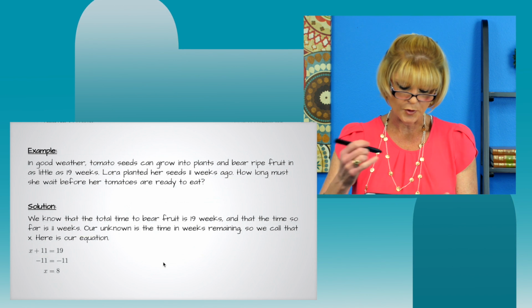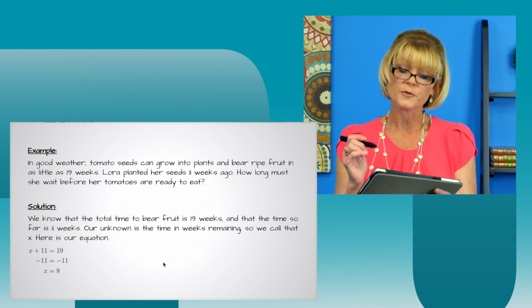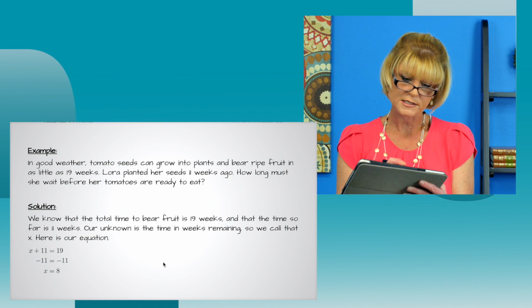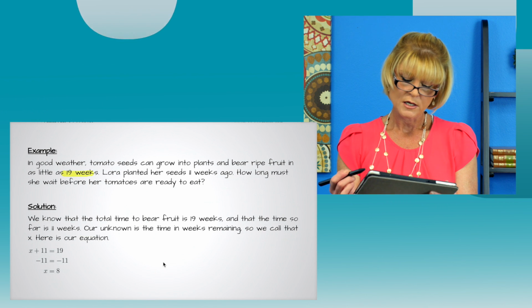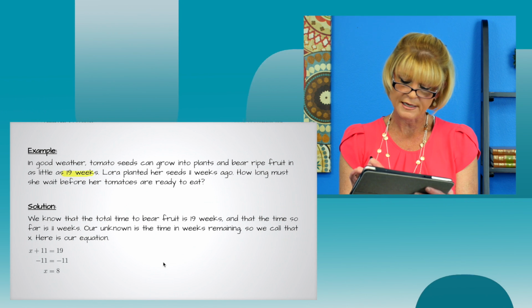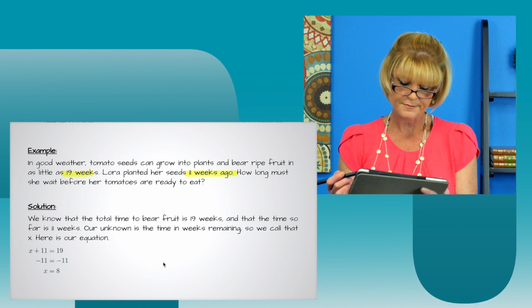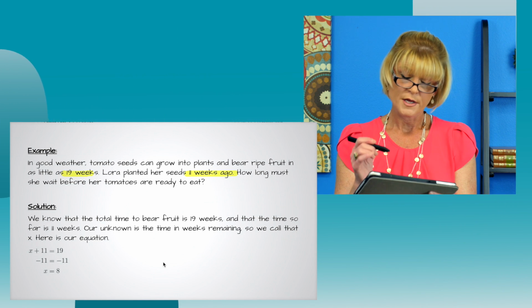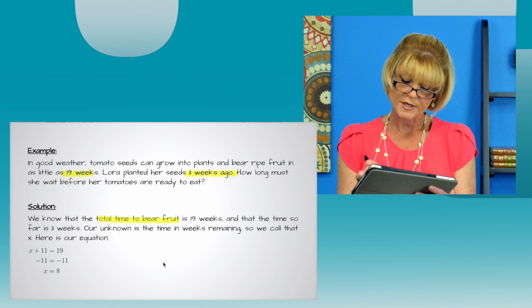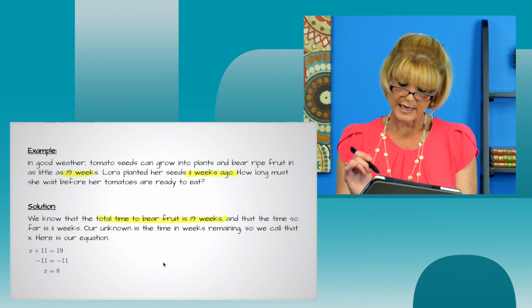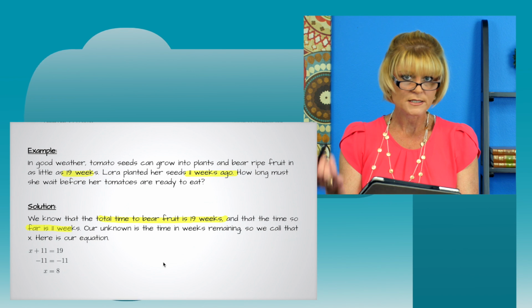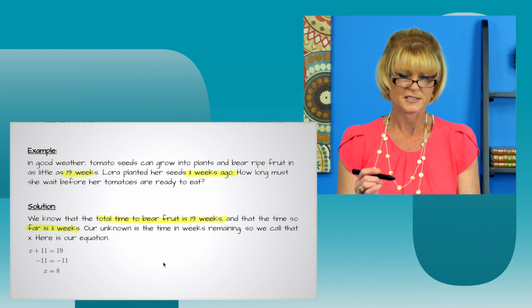All right, another example. In good weather, tomato seeds can grow into plants and bear ripe fruit in as little as 19 weeks. Laura planted her seeds 11 weeks ago. How long must she wait before her tomatoes are ready to eat? All right, well, we know that the total time to bear fruit is 19 weeks and that the time so far is 11 weeks. This one's actually pretty easy if you think about it.